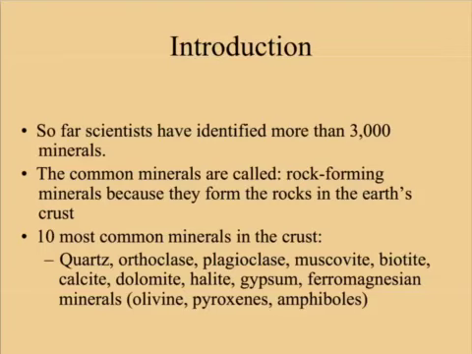These are carbonate minerals that will fizz with acid. Halite is salt. Gypsum is often found in chocolate. And ferromagnesian minerals. Fe stands for iron, and then magnesium. So these minerals have iron and magnesium. Examples are olivine, pyroxene, and amphibole. These are all dark minerals. You will be identifying some of these minerals in our mineral lab in this unit.